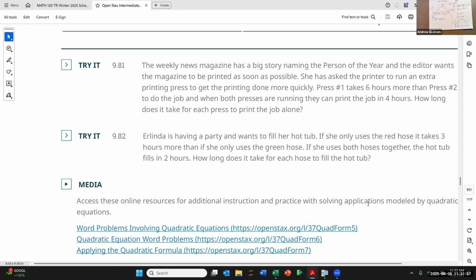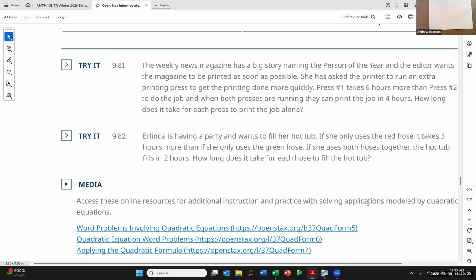So if we're looking at like a 9.82, so party with a hot tub. Anyone else in for that? If she uses one hose, it'll take 3 hours more than if she only uses the green hose. If she uses both hoses together, the hot tub fills in 2 hours. How long does it take for each of those to fill the hot tub?